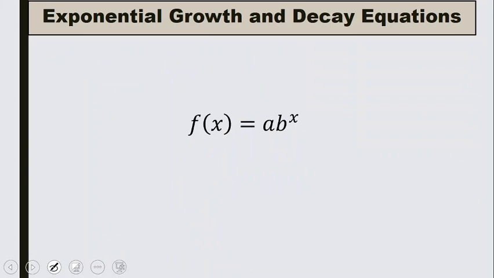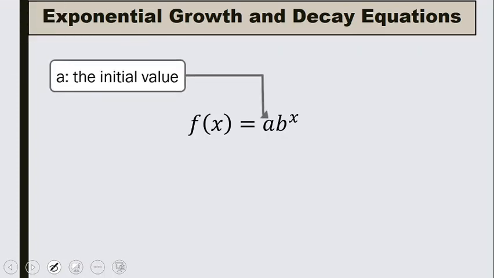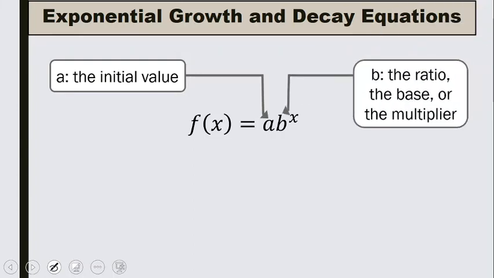For an exponential function, we can represent it by f of x equals a times b raised to the power of x, where a is the initial value, that is your starting point, and b is the ratio, the base, or the multiplier. B has a lot of names, so please don't be confused. Just learn the format: if f of x equals a times b raised to the power of x, that tells you that b is the ratio, the base, or the multiplier.